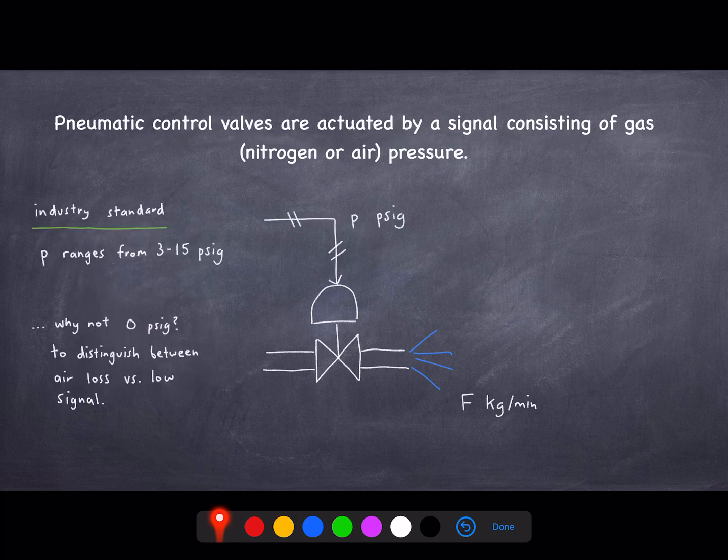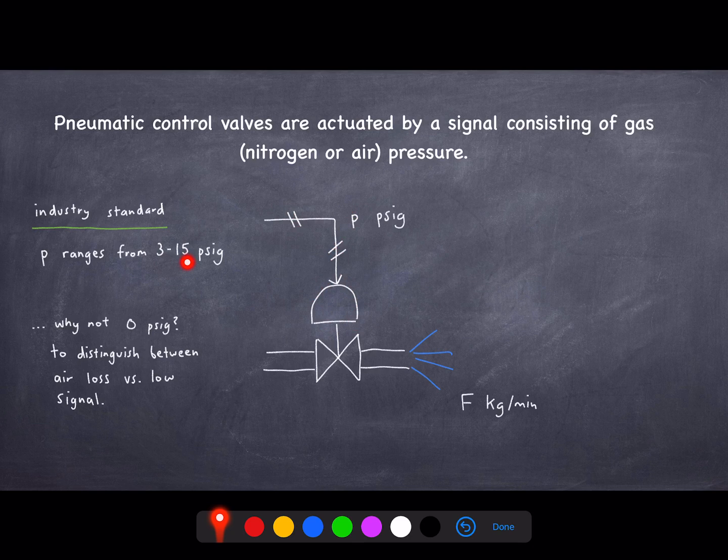So pneumatic control valves are actuated by a signal consisting of gas pressure. So this gas could be either air, which is the cheapest option, or nitrogen, which is a more expensive option. The reason that you might want to use nitrogen is when you're in an environment where you have a volatile organic compound that is explosive and you don't want to introduce oxygen into the environment. So now we have the pneumatic signal, P, that is fed to this chamber, and I use these cross hatches to indicate that it's a pneumatic signal. The industry standard pneumatic signal ranges from 3 to 15 psi.